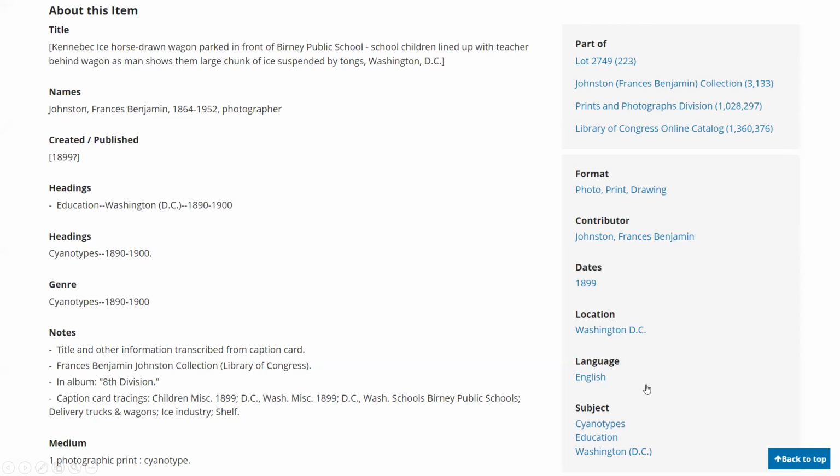But it says Kennebec Ice horse-drawn wagon parked in front of Bernie Public School. School children lined up with teacher behind wagon as man shows them a large chunk of ice suspended by tongs. So we don't actually know how they're interacting with the man, how they're interacting with the ice. Are they just learning about ice? Are they getting ready to take it in? Are they gonna pull off chunks to suck on because it's a hot day? And I don't even know if it's a hot day, right? I don't know when this picture was taken other than perhaps 1899 with a question mark. So there are a lot of questions still on this that I had.